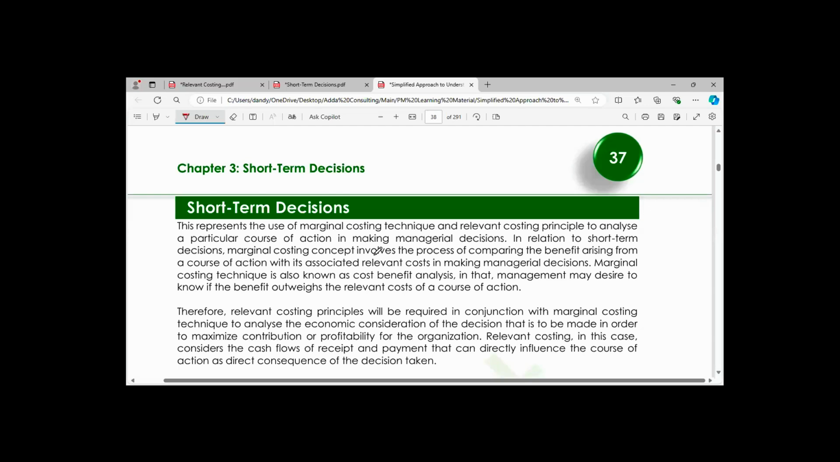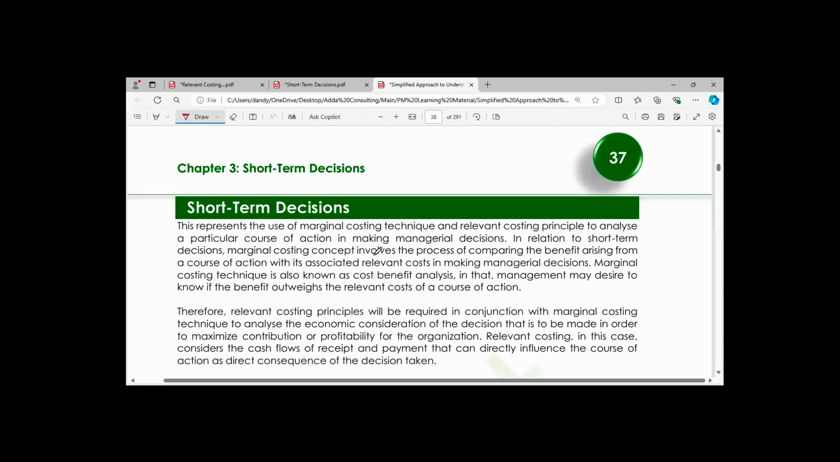Not only that, marginal costing technique is also a behavioral classification of cost because a cost item must be capable of being classified as either variable or fixed. That is, a cost item must be capable of being classified as either variable or fixed.